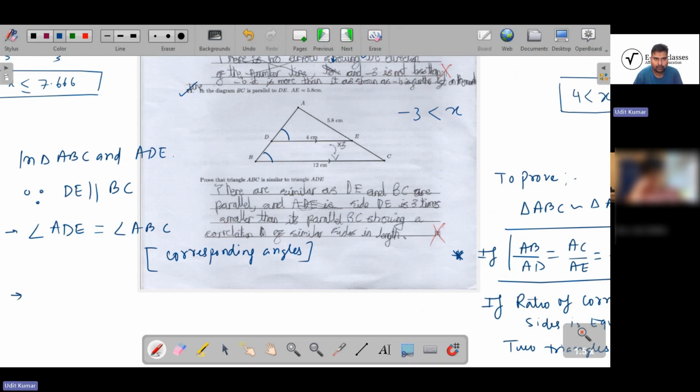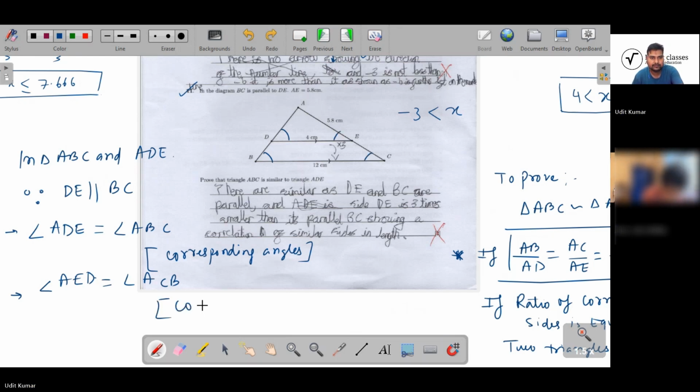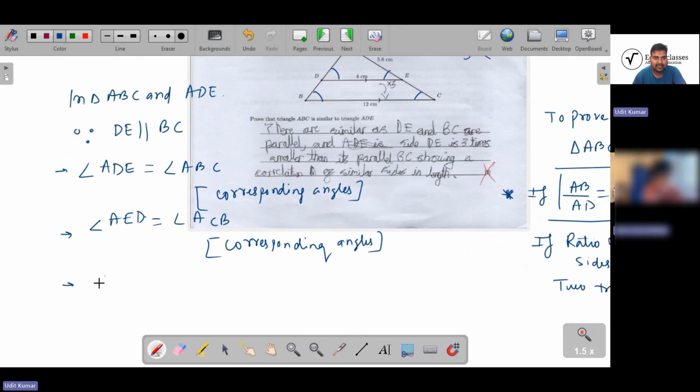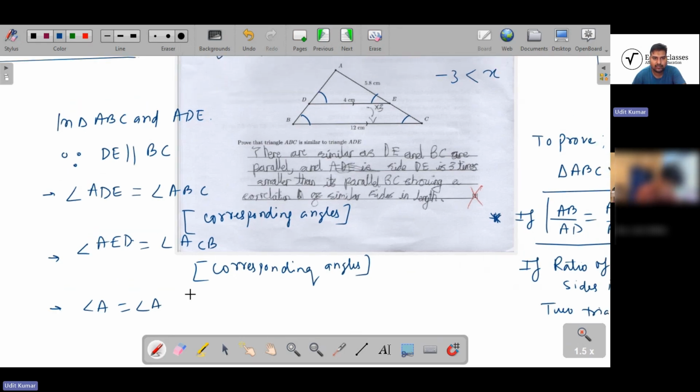This is point one. Point two, I can say that angle AED is equal to angle ACB. Again, what is the reason why these two angles are equal? I will say corresponding angle. Okay. And because they're parallel, angle A is equal to angle A. It's common in both, so they are equal, right?